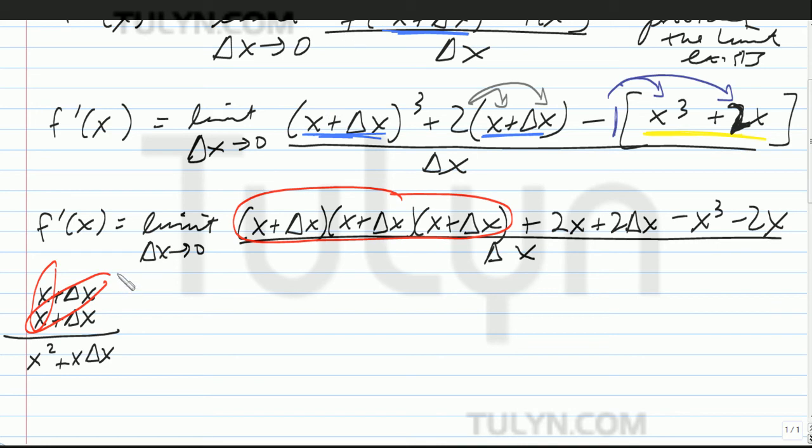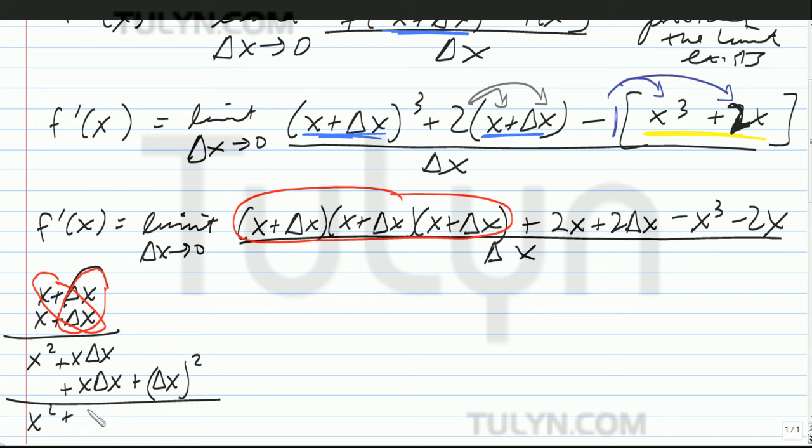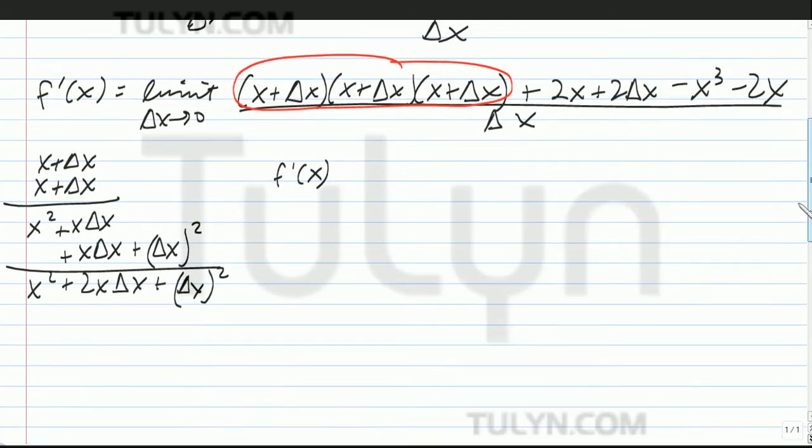Now that we're done doing that, go ahead and multiply the top row by the second one. So it's going to be x times delta x, which is x delta x, plus delta x times delta x, which is delta x squared. It's x squared plus 2x delta x plus delta x squared, right? So then you're going to get f prime of x. Oh wait, and again multiply this by x plus delta x again.